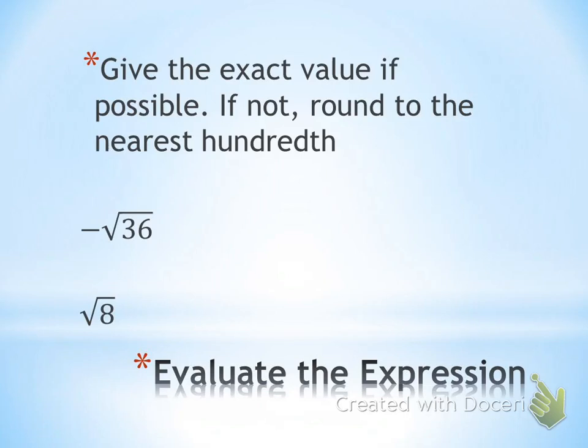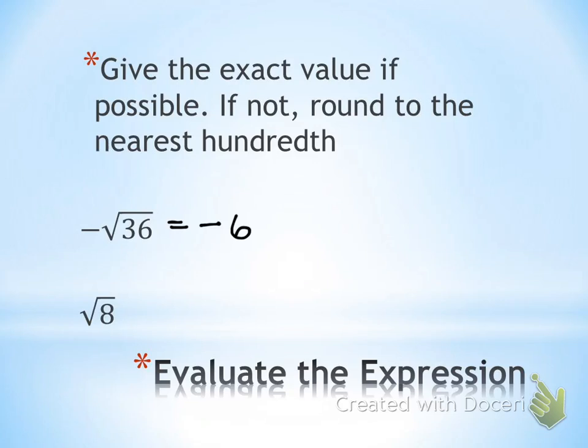Okay, now let's do the next example. Give the exact value of the square root. Now, there's going to be times where you have a square root symbol with no exact square root, okay? In this first one, we actually do have an exact square root. So what is the negative square root of 36? Negative 6. Very good, negative 6.